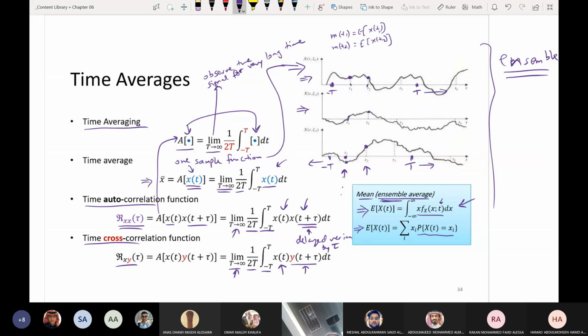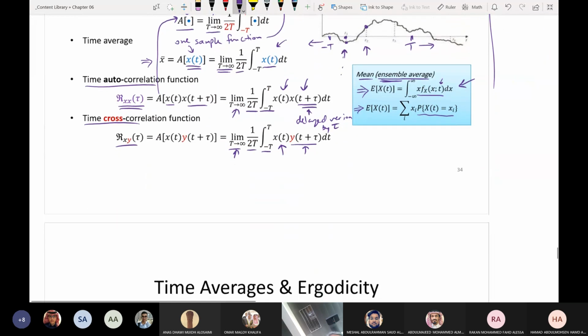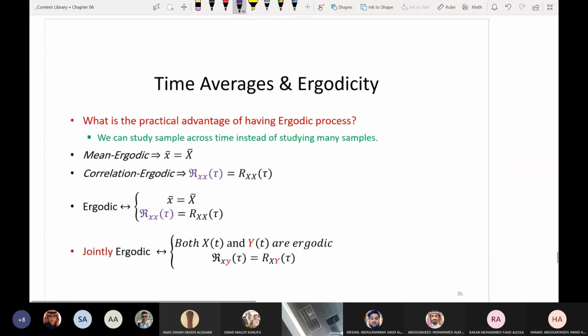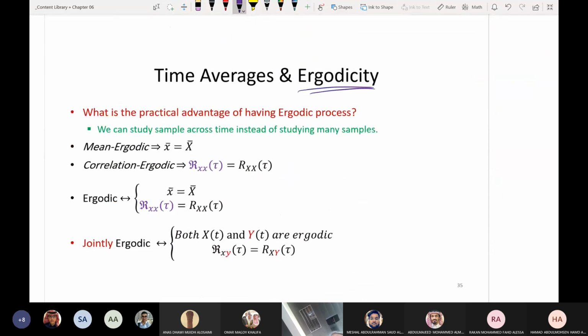شباب, clear how to do the time averaging? أخذتوه المفروض حتى في 207. Nothing is new here. If I focus only at one sample function, time averaging is similar to what you have done in EE207. ما في شيء جديد هنا. الجديد الconcept of ergodicity. هذا الجديد عندكم هنا. What does ergodicity mean?